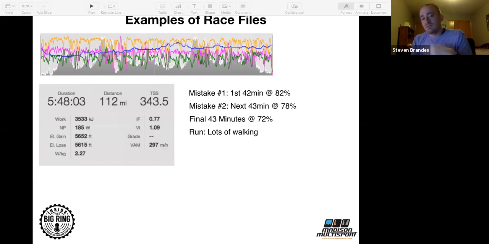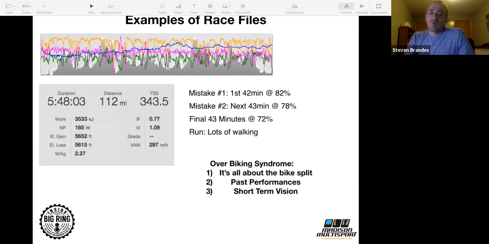What was the run like? A lot of walking, a ton of walking. I mean, the TSS was 343. You're not going to run off of 343 TSS points. You're not. So what is this called? Classic overbiking. The overbiking syndrome. It's all about that bike split. All about that bike split.